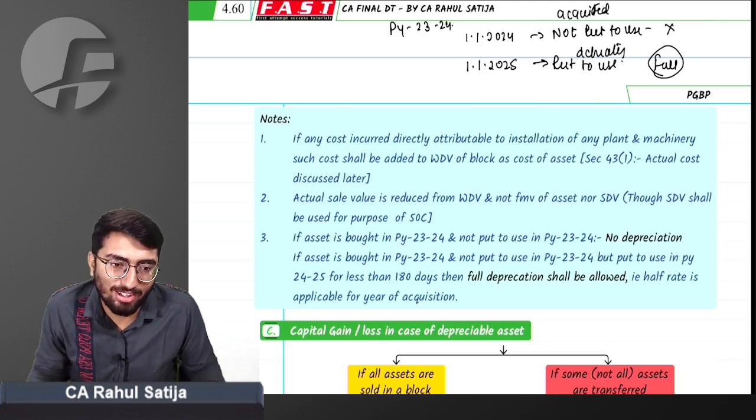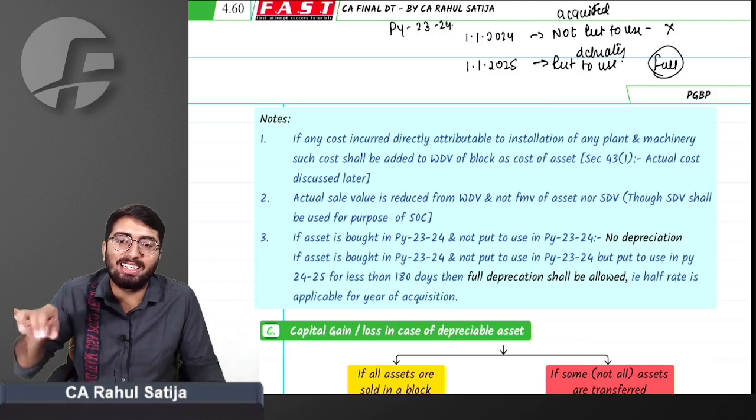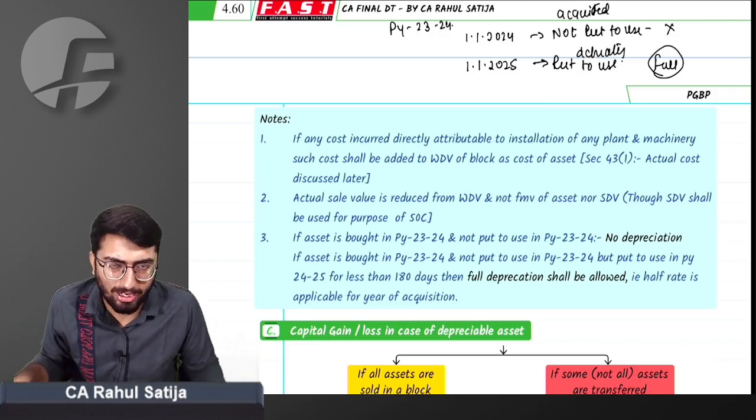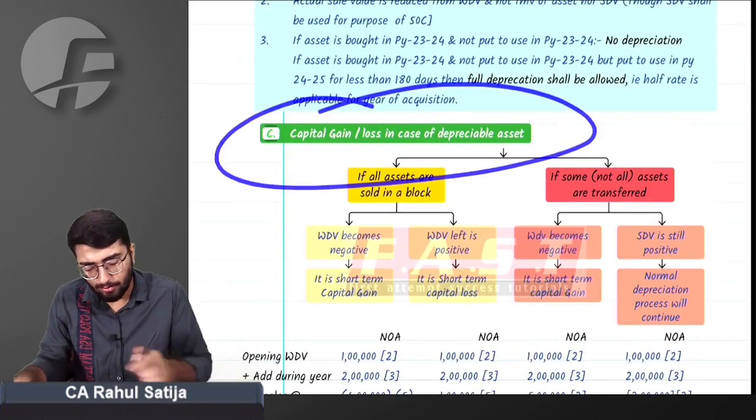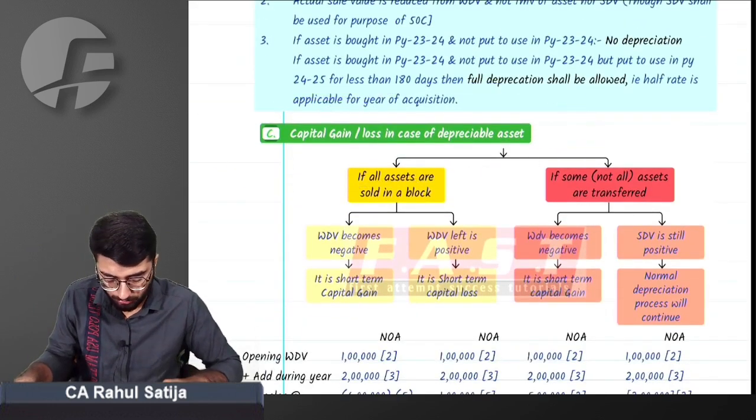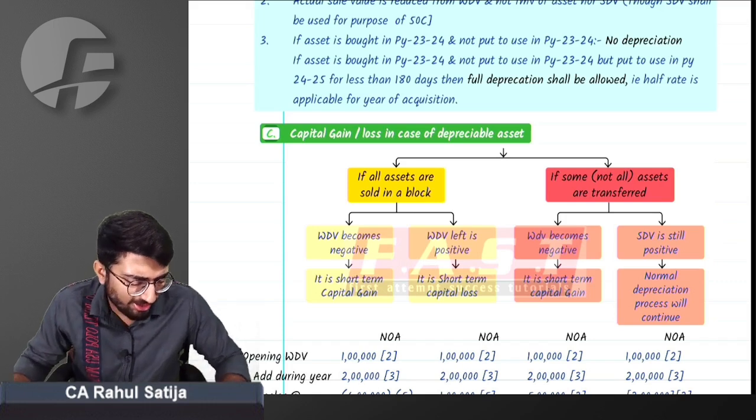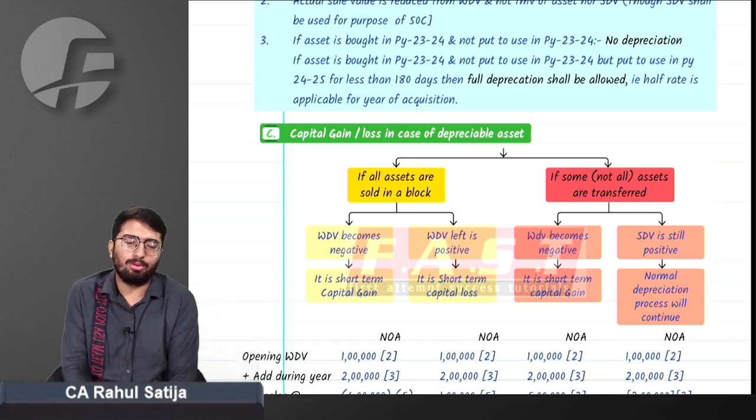This was all about calculation of depreciation. I hope things are getting a bit more clear in your brain. Sir, what if we sell those assets?